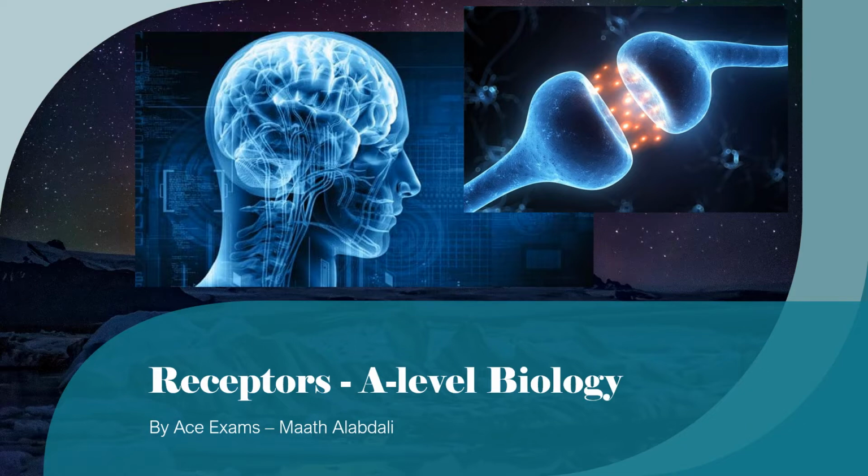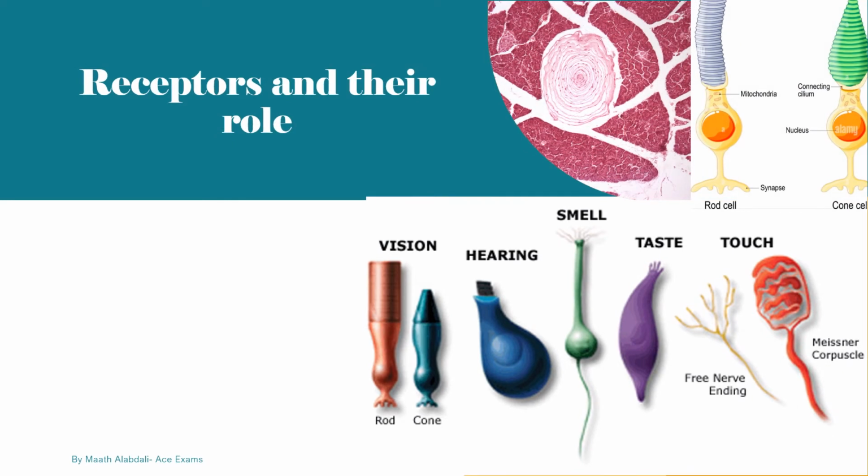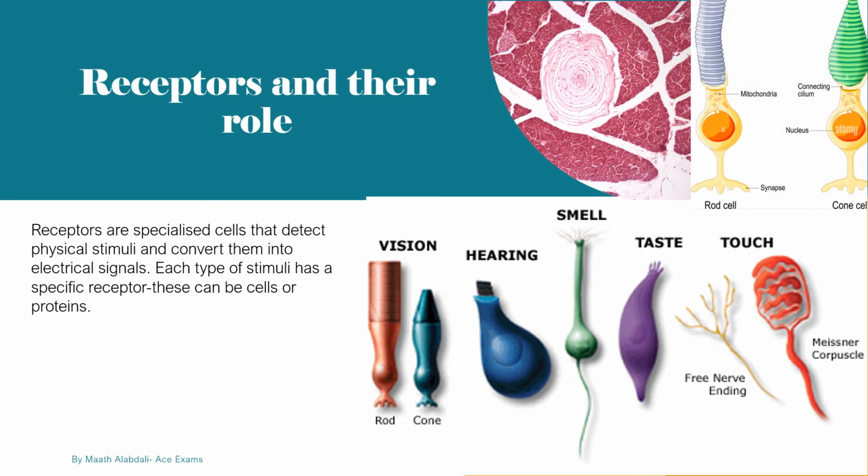Okay, so receptors? Basically, receptors are specialized cells. They detect physical stimuli and convert them to electrical signals. Each type of stimulus has a specific receptor, and these can be either cells or proteins.